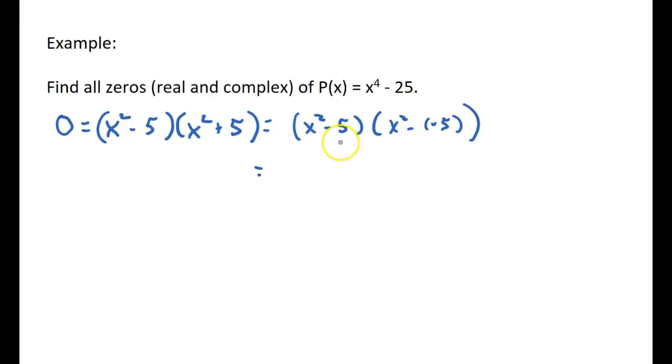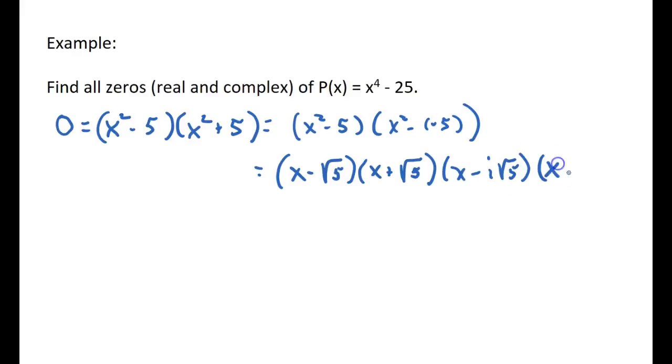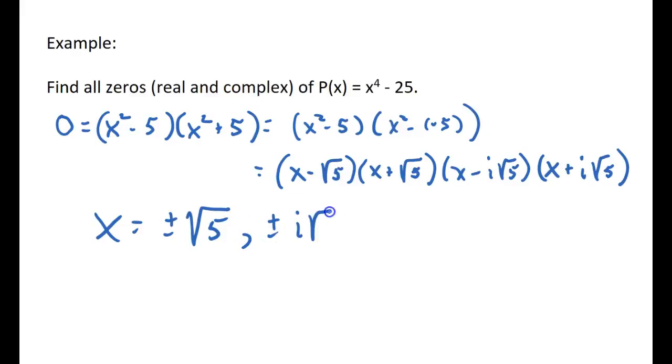So this is going to factor into x minus the square root of 5, x plus the square root of 5, and this will factor into x minus the square root of negative 5, which is i root 5, times x plus the square root of negative 5, which is i root 5. So our zeros are plus or minus root 5, those are the real ones, and plus or minus i root 5, those are the complex ones.